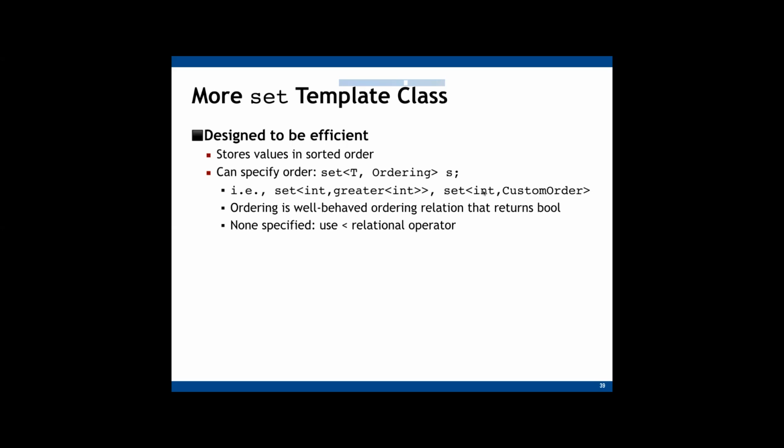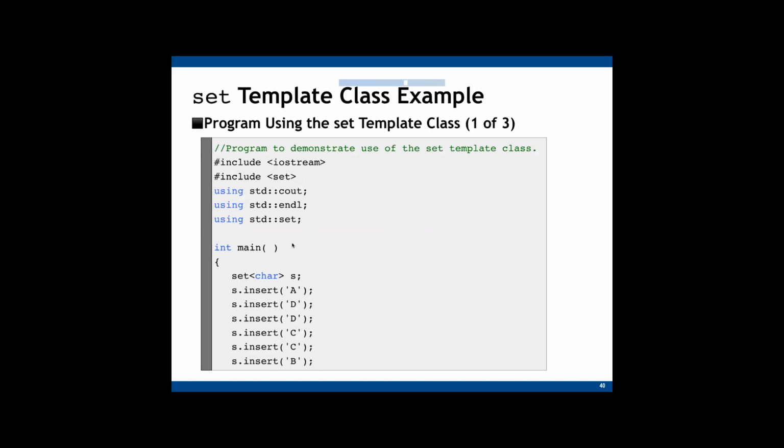So this specified ordering method should work well with the specified type here, in this case int. If no ordering is given, then this relational operator will be used to sort the elements. This is the example code of using a set. Let's run this code in terminal.